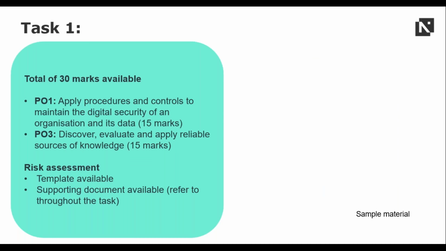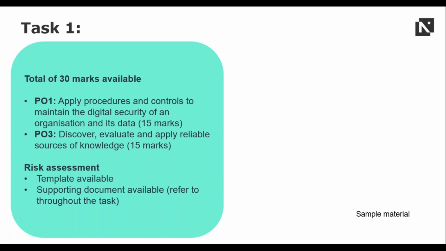Now, Assignment 3 Task 1 is worth a total of 30 marks, and marks are awarded against the skills and knowledge performance outcomes shown. To complete Task 1, students must undertake a risk assessment and validate a network with regards to cybersecurity. Students can use the time allocated in any way they want, but the task must be completed within the time limit. A template will be available for the completion of a risk assessment along with a supporting document.